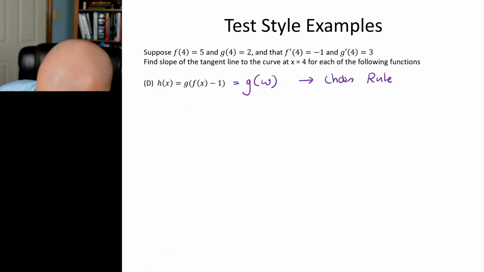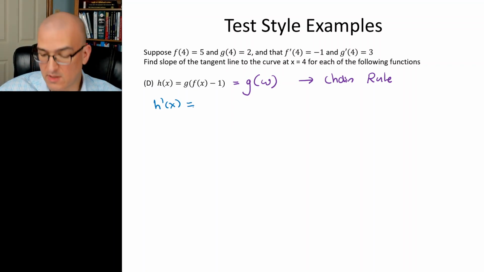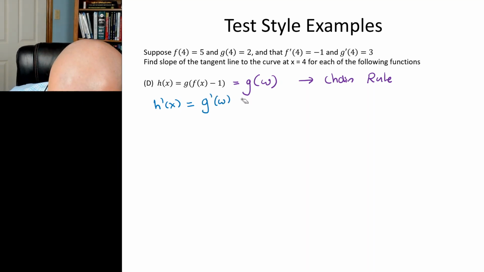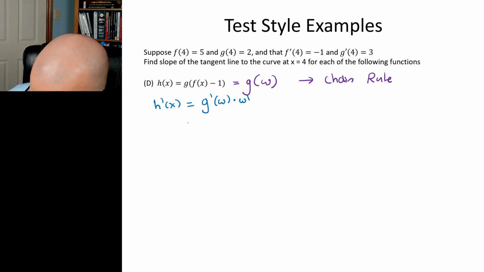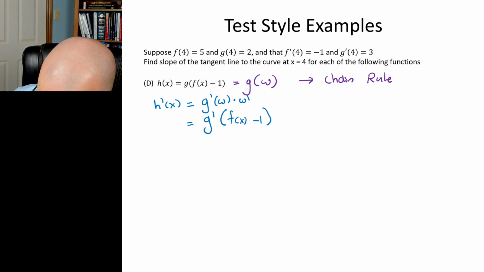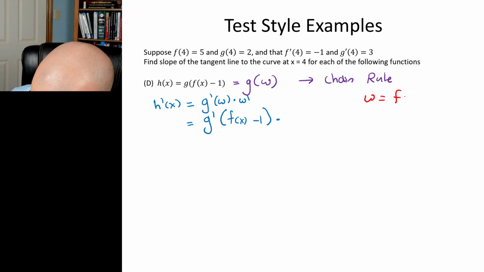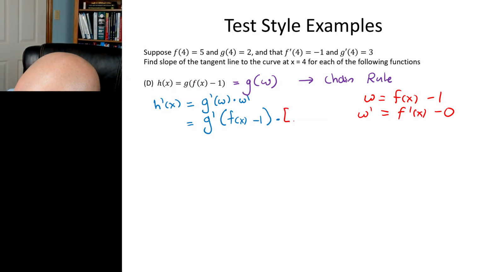When we take the derivative, we have to think about the chain rule notation that you're more familiar with, the one that you would have seen in your high school calculus course. g prime of w times w prime. Which is g prime at f of x minus 1 times the derivative of f of x minus 1. So w is f of x minus 1. w prime is f prime of x minus 0, since 1 is a constant, its derivative is 0. So this is just f prime of x.